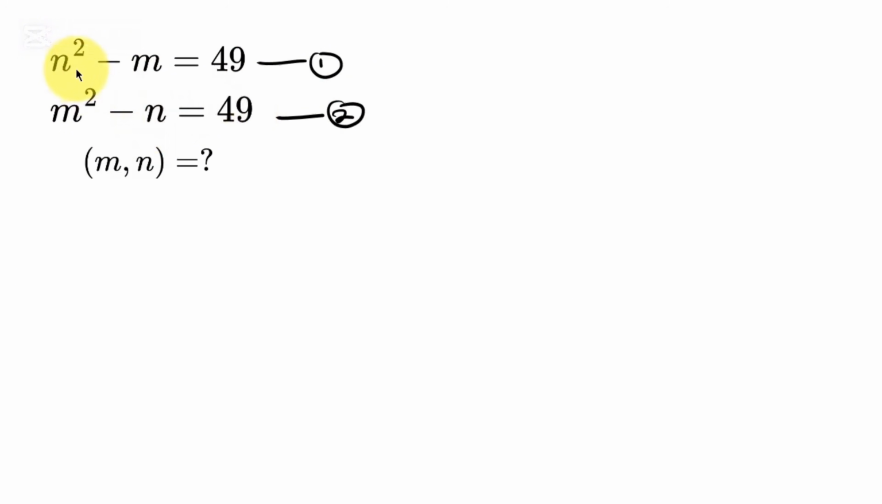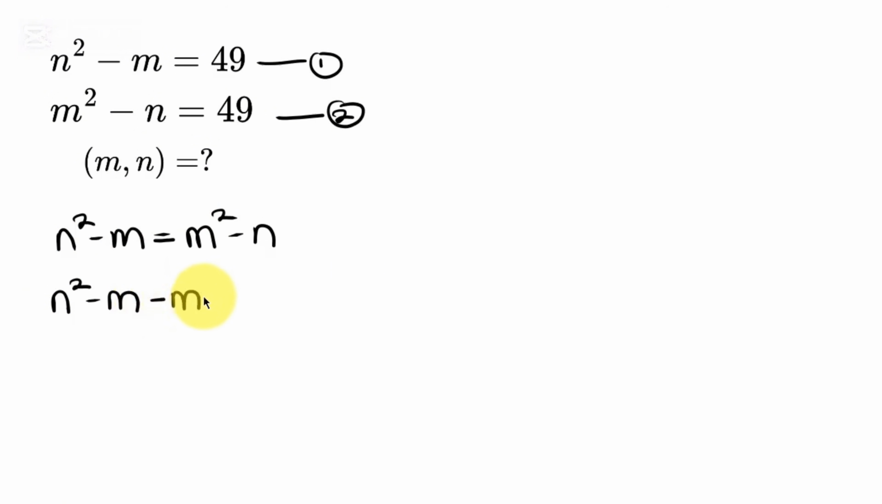That means the left-hand side of both equations must be equal. That means the left-hand side of the first equation, that is n squared minus m, must be equal to the left-hand side of equation 2, that is m squared minus n. Now let's move everything to one side. So we have n squared minus m. As this crosses, it becomes minus m squared. As negative n crosses, it becomes plus n. And this is equal to 0.